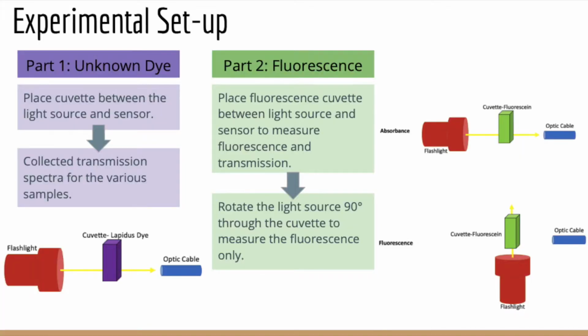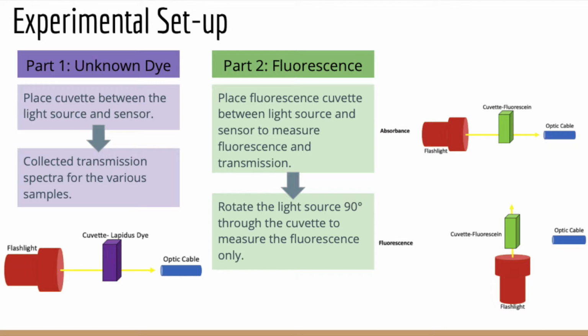For the experimental setup, we had part 1, which was the unknown dye, and part 2 was the fluorescence. So for part 1, we placed the cuvette between the light source and the optic cable, and it went directly through the cuvette. And for part 2, we measured the absorbance and the fluorescence. For the absorbance, it went directly through the cuvette, and then for the fluorescence, it went through the cuvette at 90 degrees.